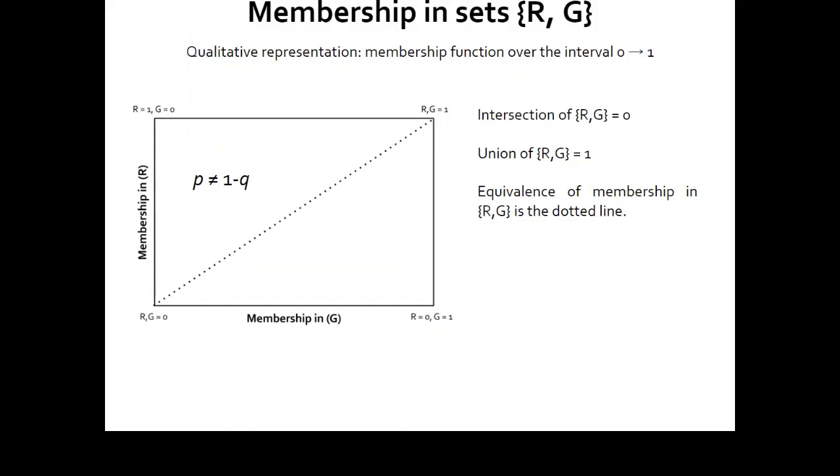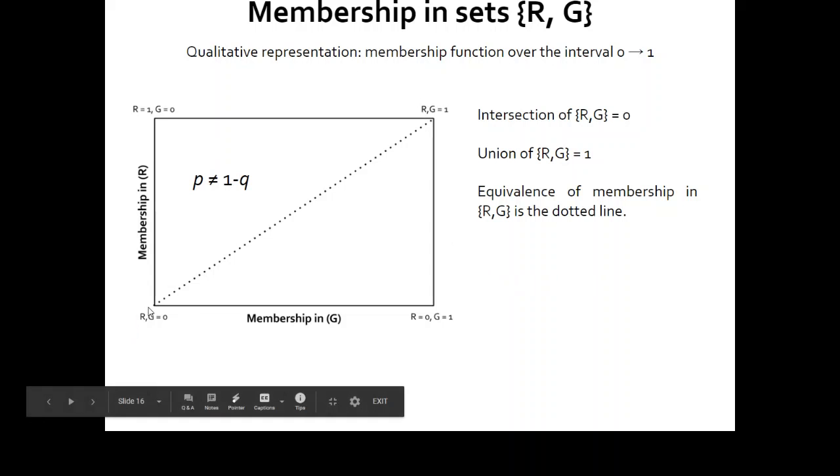So I wanted to go over membership and sets quickly. I talked about this previously, where we have memberships in two sets. So let's take two sets, R and G. This is sort of a qualitative representation. We don't know what it is, but we're just showing this over an interval 0 to 1. So this is 0, this is 1 for both.